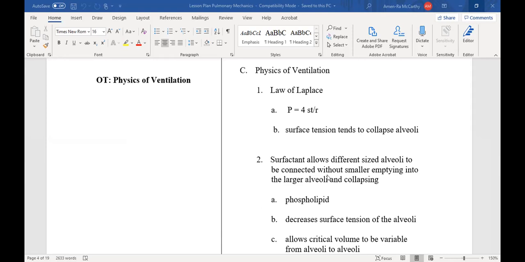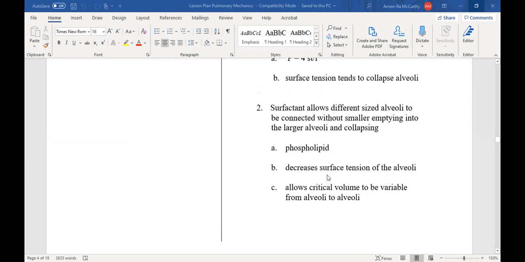What we've already talked about. What is surfactant? It is a phospholipid. It decreases the surface tension of the alveoli and allows critical volume to be variable from alveoli to alveoli. Now, critical volume, everybody listen. The critical volume is the volume at which the alveoli can stay open. If the volume falls below critical volume, the alveoli closes, okay?